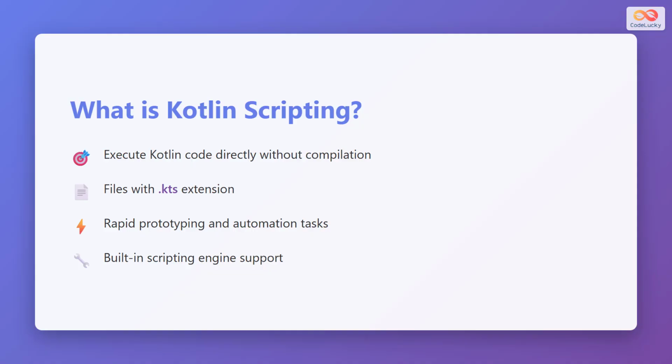Kotlin scripting allows you to execute Kotlin code directly without the need for prior compilation. Scripts are saved with a .kts extension. This feature is perfect for rapid prototyping and automation tasks. Kotlin comes with built-in scripting engine support, making it easy to get started right away. Think of it as a faster way to run Kotlin code for quick tasks.